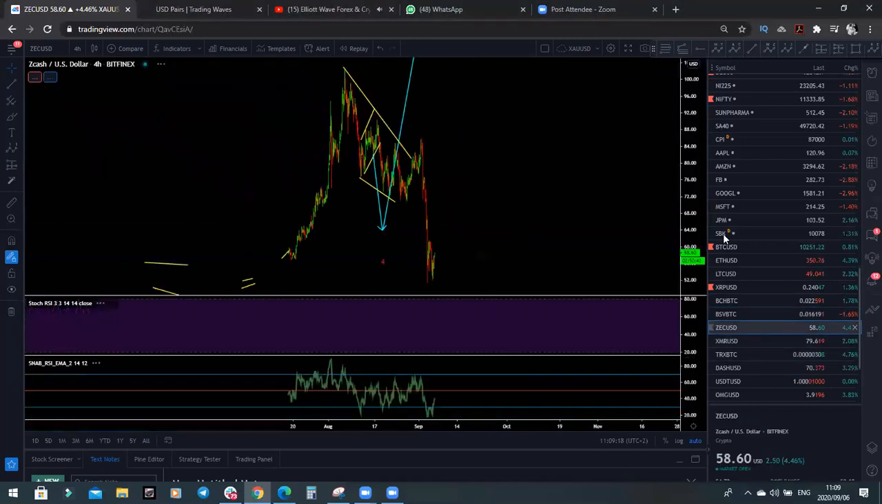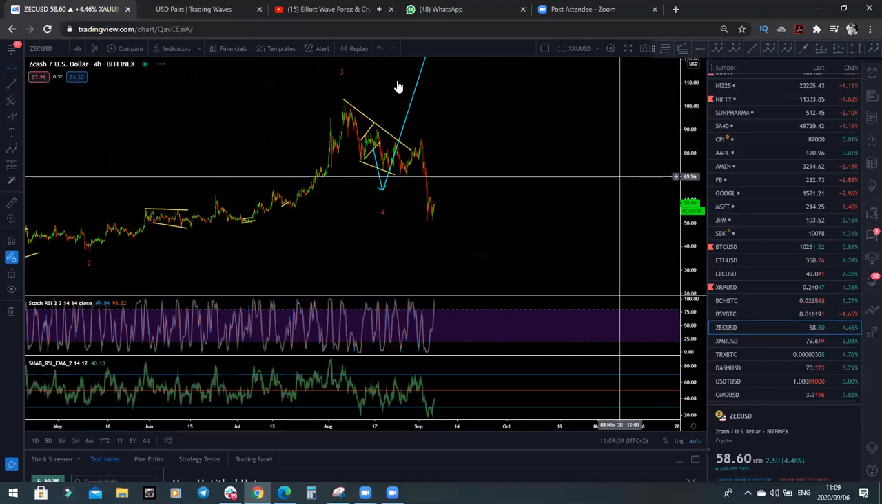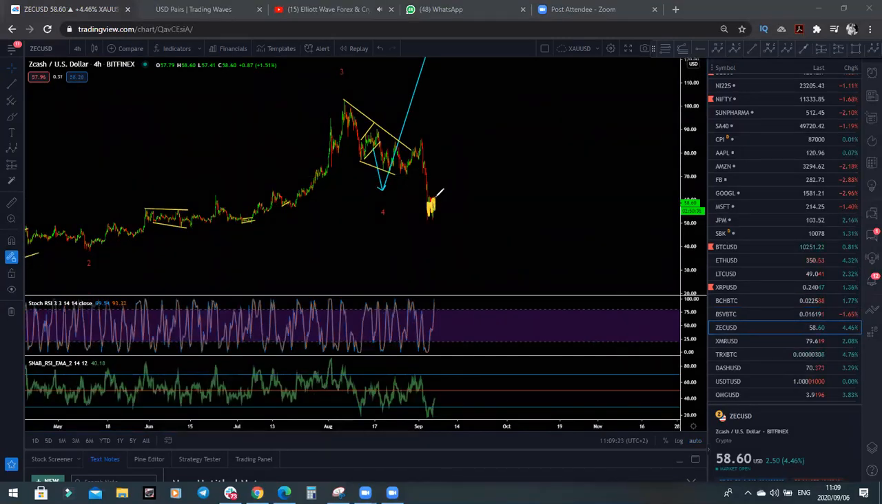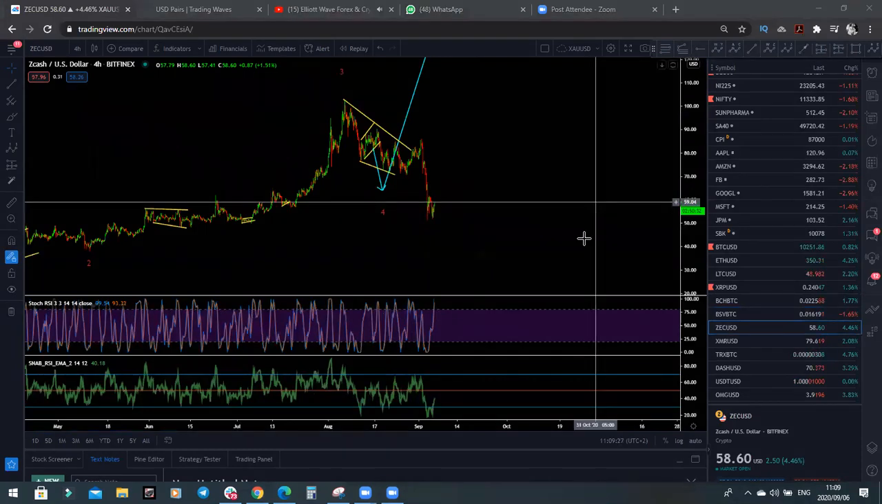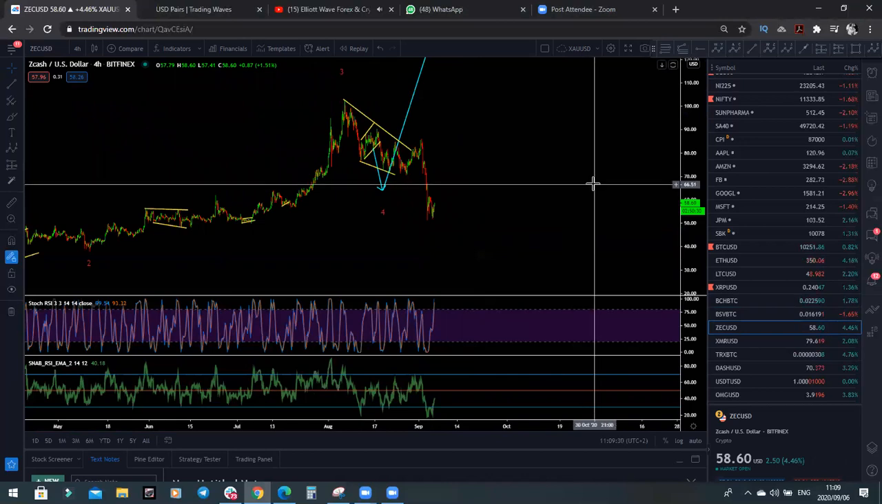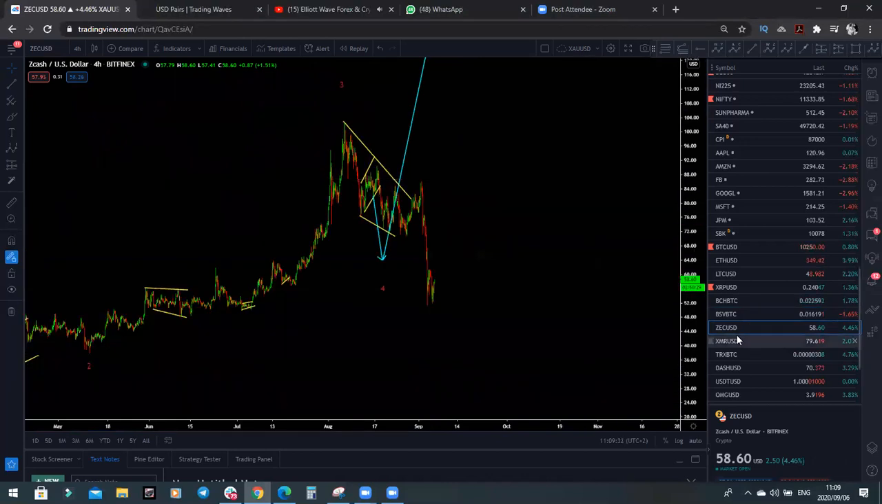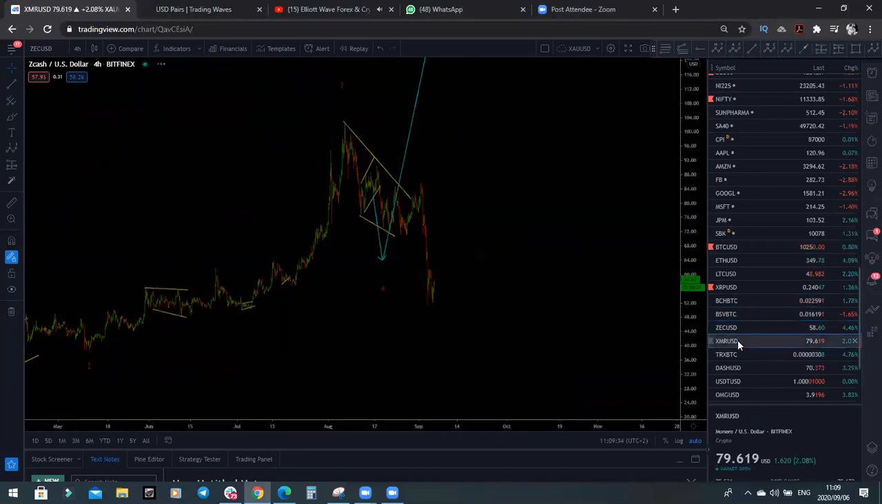Zcash, now we're back against the US dollar. These are dropping. So look for continuation patterns to the downside. This is Zcash. It's going to continue lower. The indicator is confirming exactly that the trend is going to continue lower.